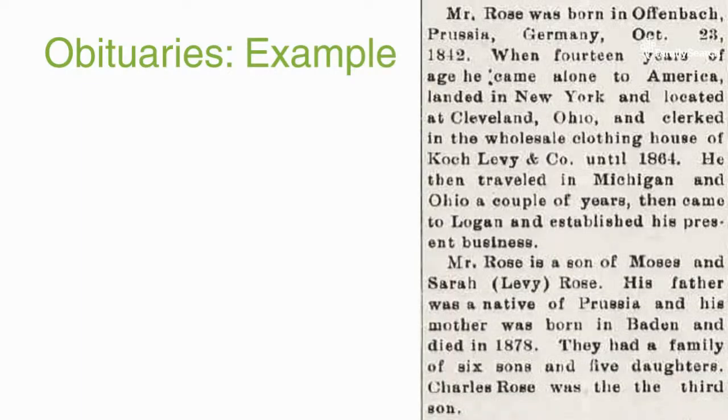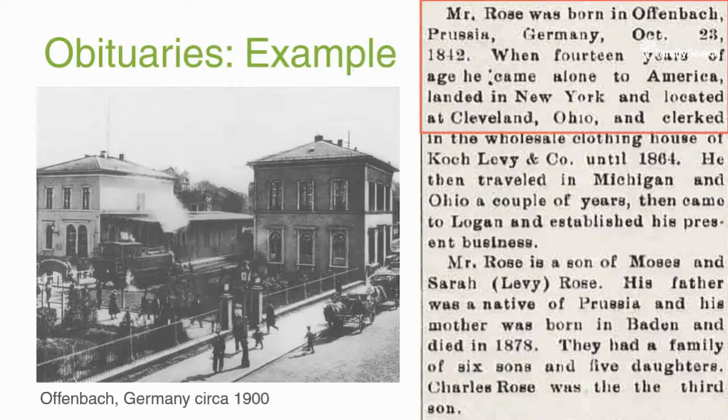Also keep in mind obituaries oftentimes list more information. They might not list the exact town of birth, but they might tell a little bit about their immigration experience. So here's an example. It says Mr. Rose was born in Offenbach, Prussia, Germany, October 23rd, 1842. When 14 years of age, he came alone to America, landed in New York, and located at Cleveland, Ohio.